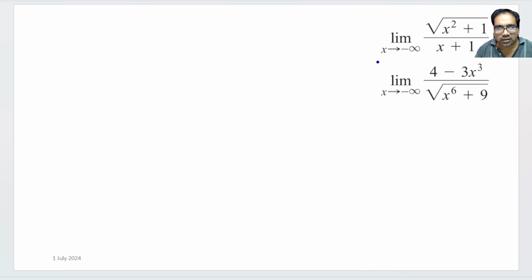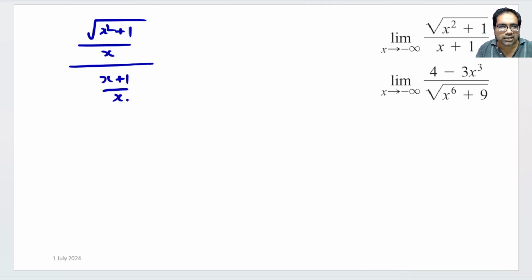Now, here, let's divide both numerator and denominator by the highest power of the denominator, that is x. So what will we get? Root of x square plus 1, divided by x, over x plus 1 by x. The denominator is very easy. This becomes 1 plus 1 by x.